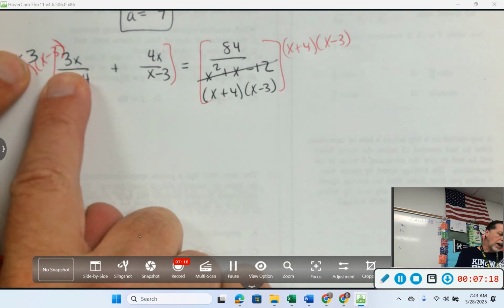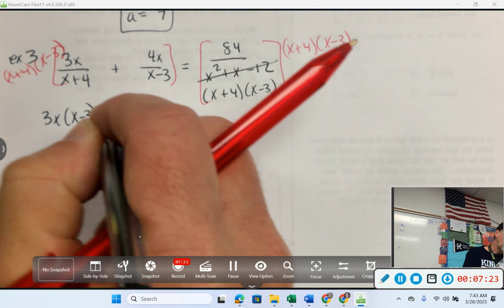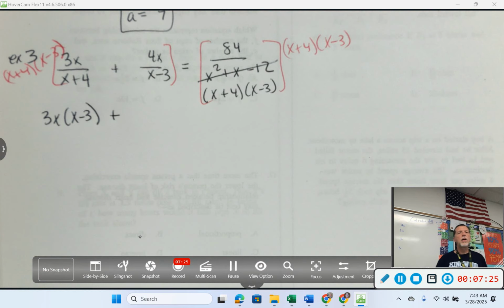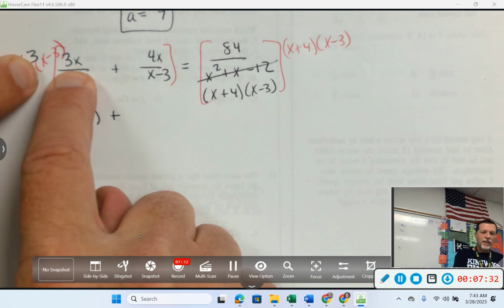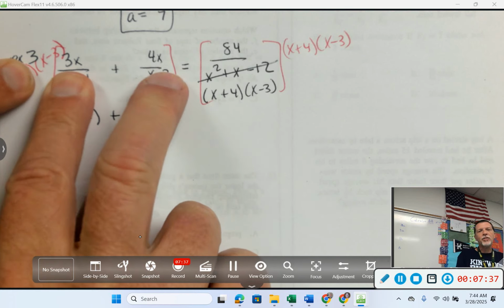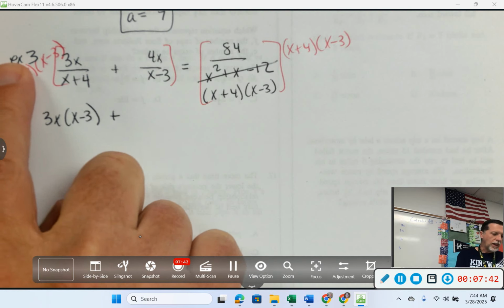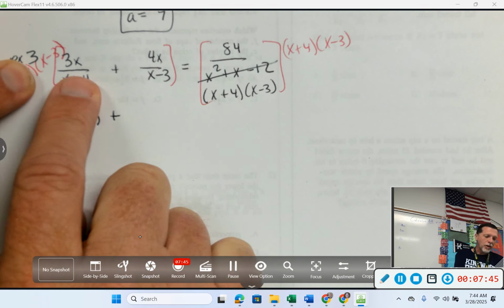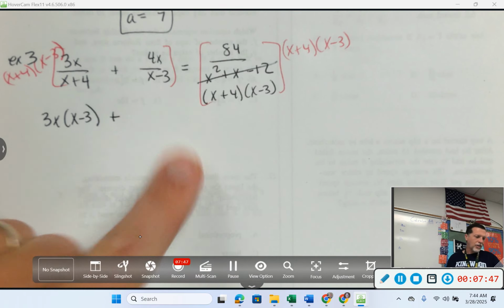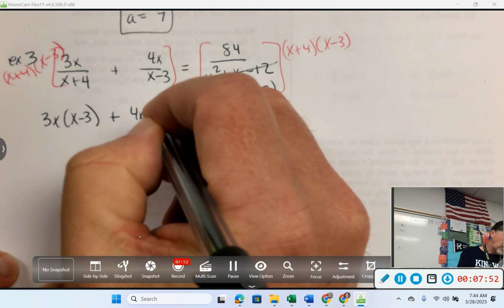On this first term, the x plus 4's cancel. So that leaves 3x times x minus 3. I think people make the mistake of, they see that the x plus 4's cancel, and so if they physically mark them out, then they think they're gone, and nothing shows up on that second term. That's the mistake people make. But if you can see that they cancel out, but not actually mark them out, because on the second term, the x minus 3 cancels, and that leaves x plus 4.